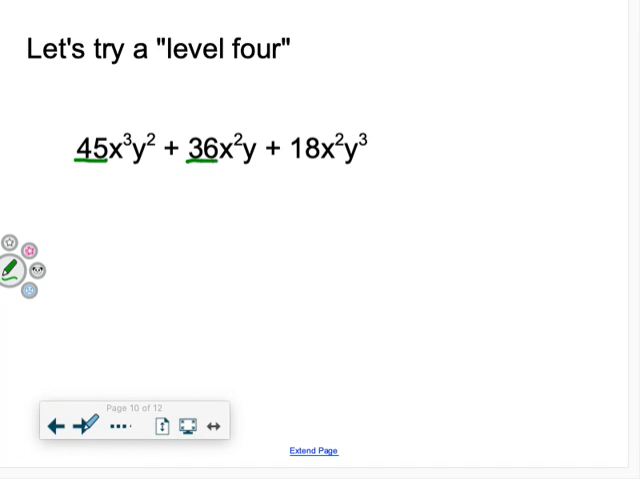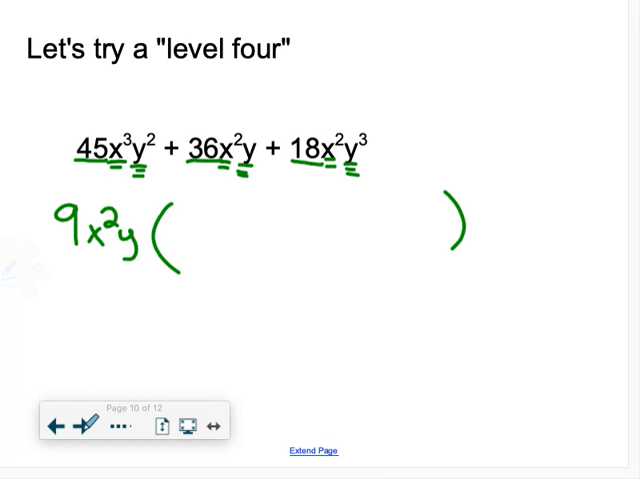So we look here first numerically. All of those are divisible by 9. 9 is the greatest common factor we can take out. We look at our x values. The most we can take out is x squared. We look at our y values. The most we can take out is y to the first. So we have found our GCF. And now if we divide 45 by 9, we get 5. X to the third divided by x squared, we're left with 1x. Y squared divided by y, we're left with a y.